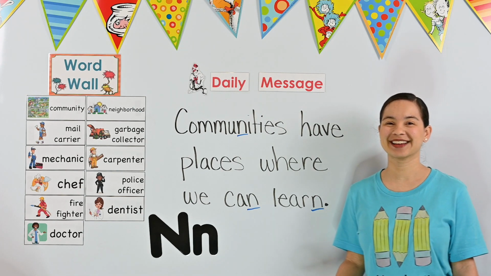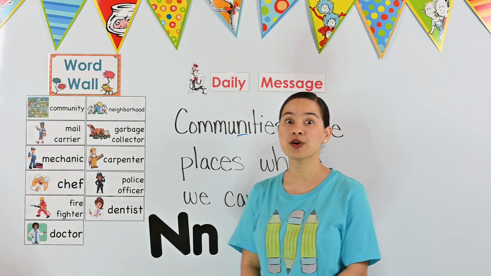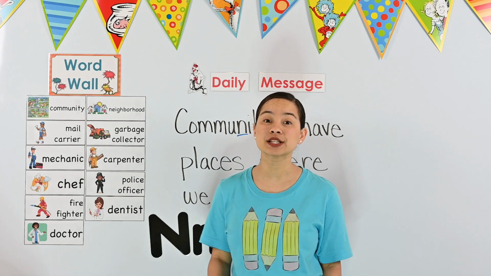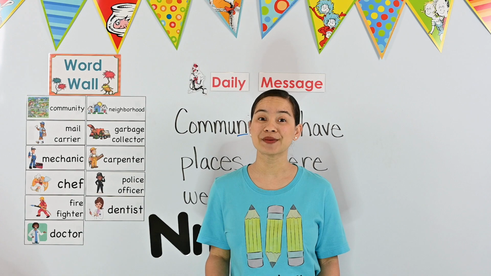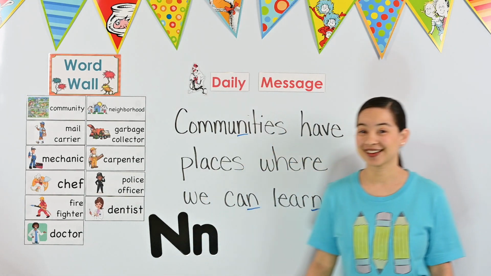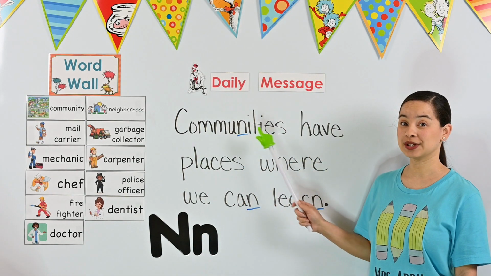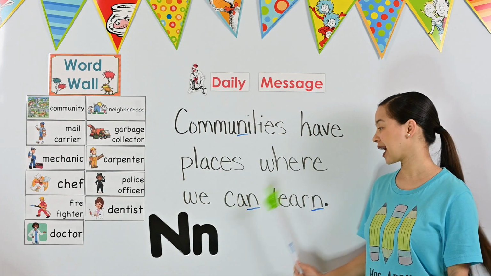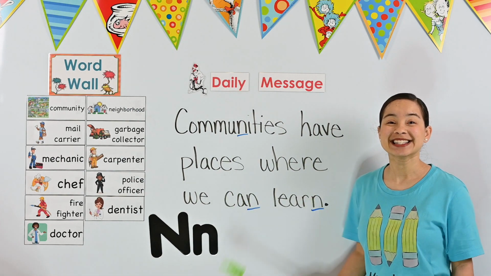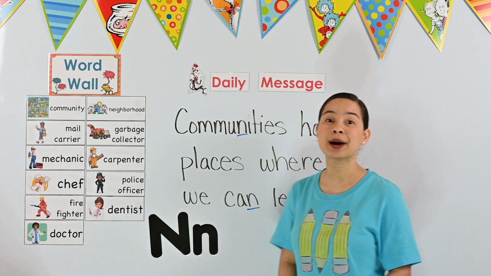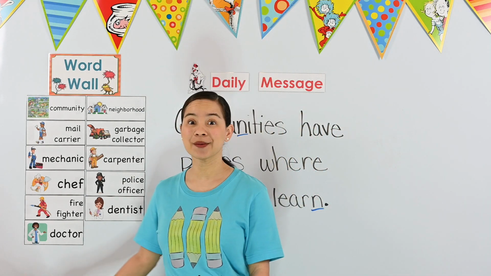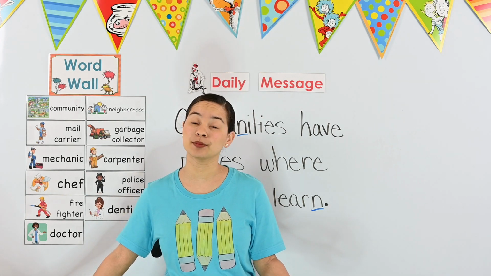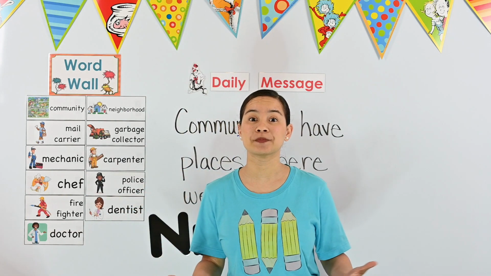Well, awesome work. Okay, now that we found our 3 N's, it's time to read our message one more time, and then we'll talk about it. Ready? Communities have places where we can learn. Today, we are learning about places in the community where we can learn things. There are many places in a community where you can learn.